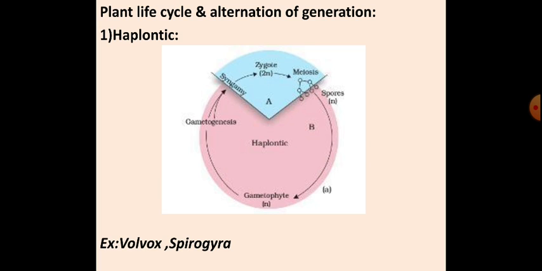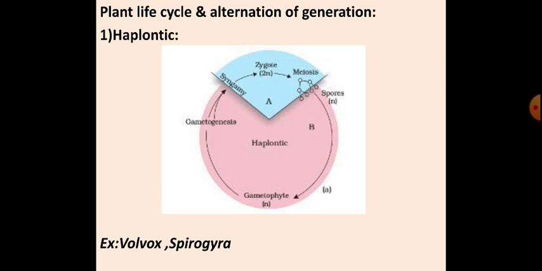The plant body is sporophyte, so it will release diploid zygote, which undergoes meiotic division and forms haploid spores. Haploid spores will undergo mitotic division and form the gametophyte. The gametophyte will release male and female gametes. That process is called gametogenesis. They come in contact and fuse. That process is called syngamy or fertilization, which results in a diploid zygote. The cycle continues. This is the haplontic life cycle.